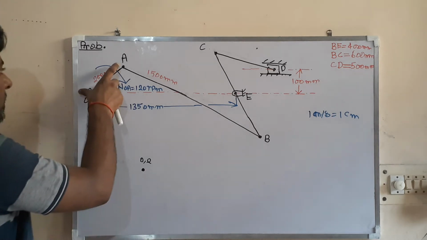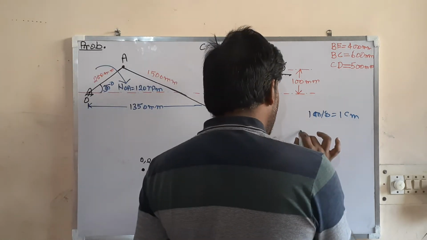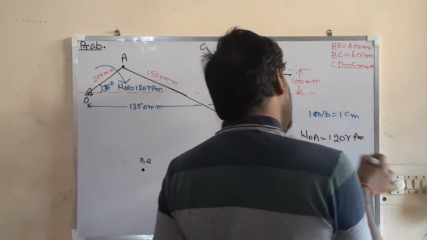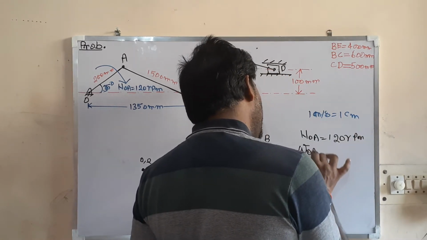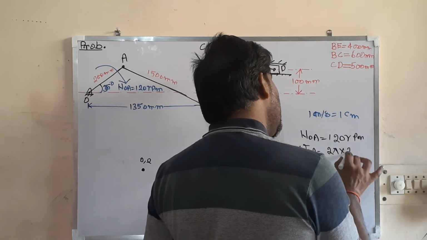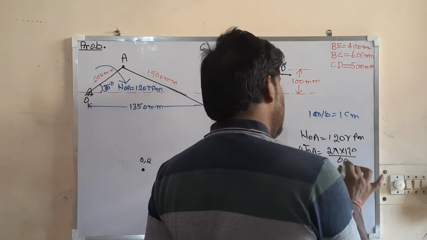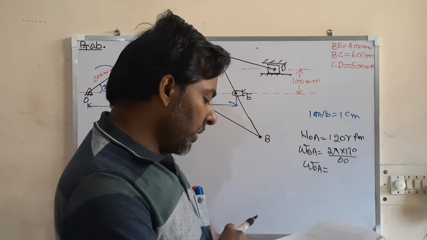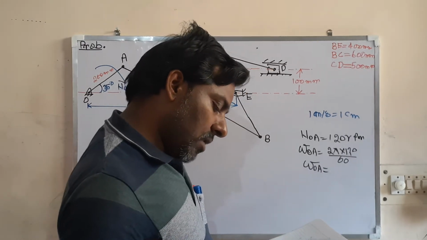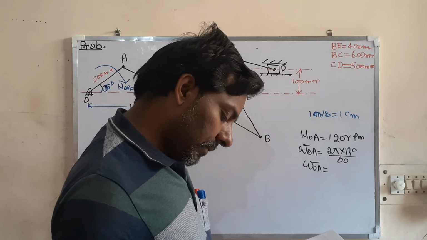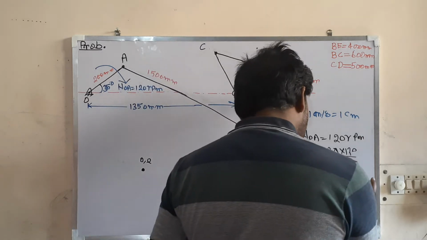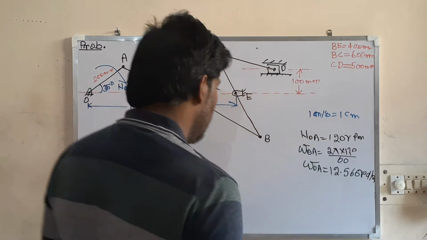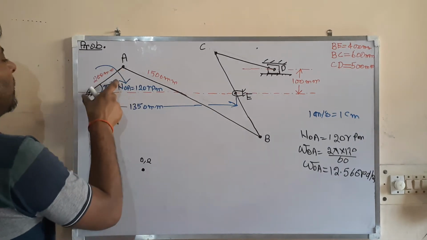So what is the angular velocity of this OA? OA is equal to 120 RPM. So convert into radian per second. So omega OA is equal to 2 pi N divided by 60, so 4 pi. So how much are you getting for omega OA? You are getting omega OA equal to 12.566 radian per second.